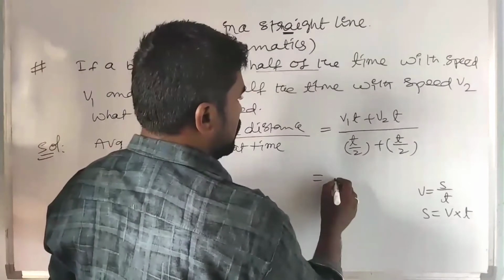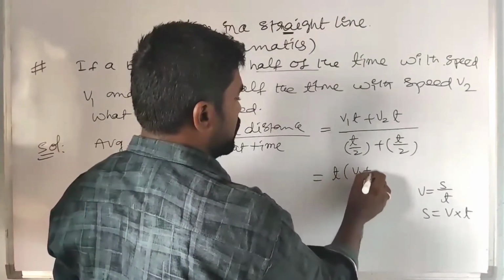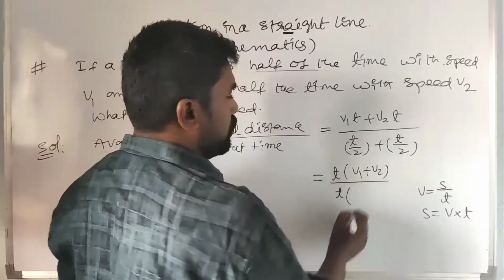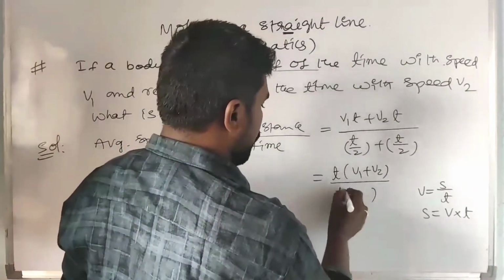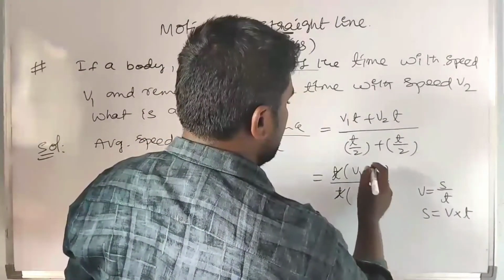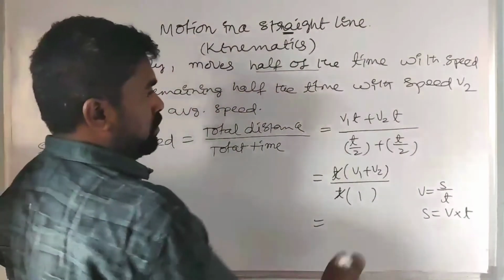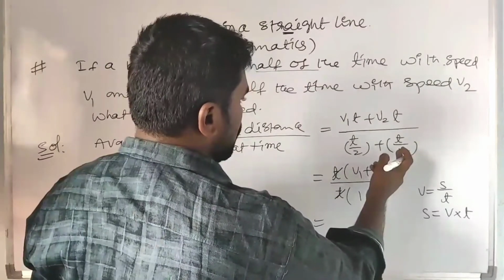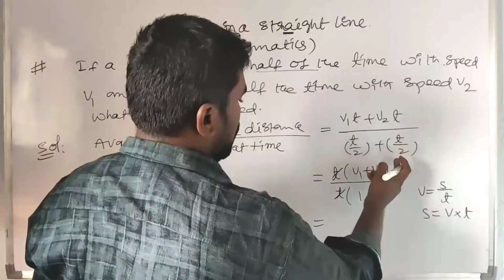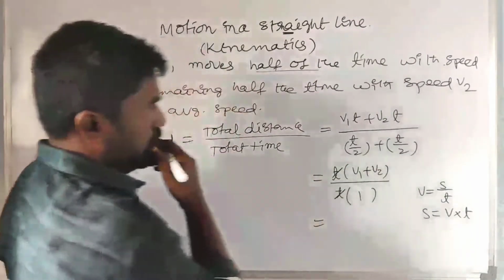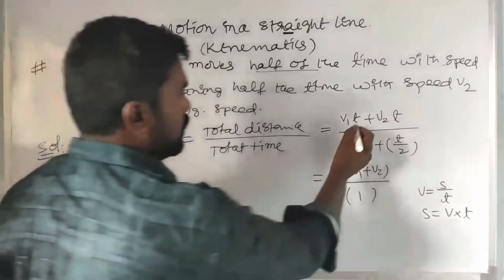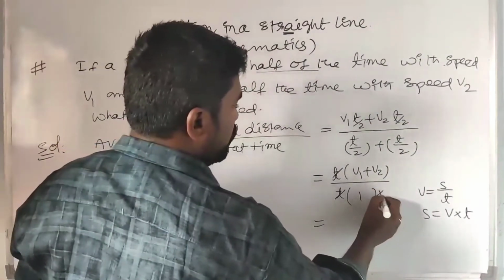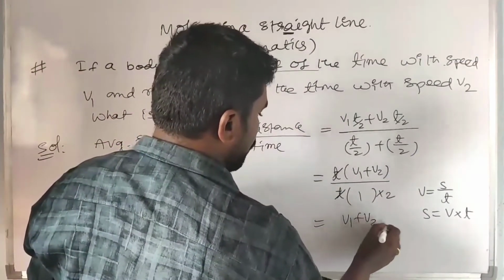You can simplify: t will be common here, v1 plus v2, and t by 2 plus t by 2. 1 by 2 plus 1 by 2 is 2 by 2, it is 1. So when t gets cancelled, here half the time t by 2, half the time t by 2, it is into 2. So there is v1 plus v2 by 2.